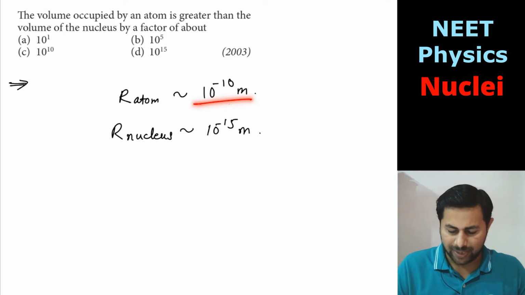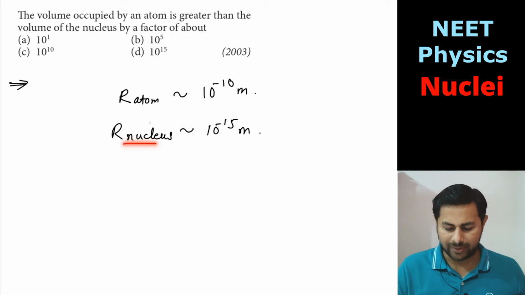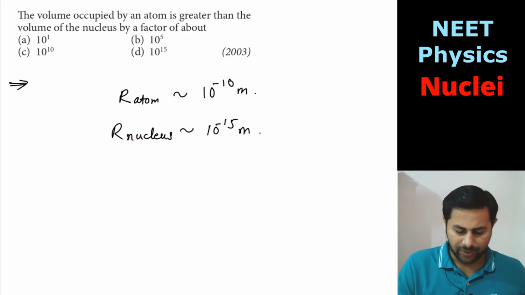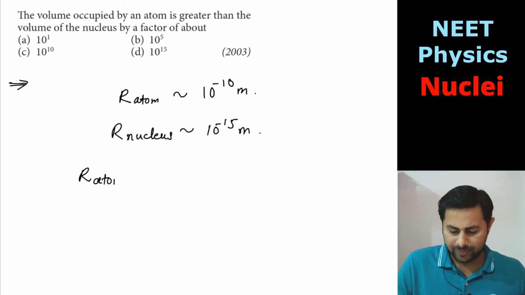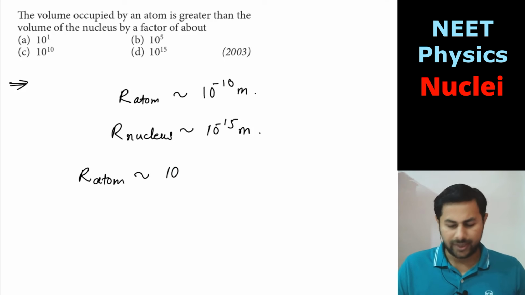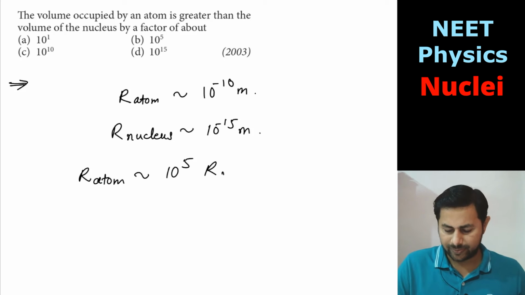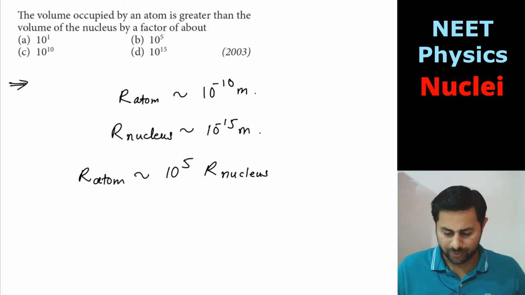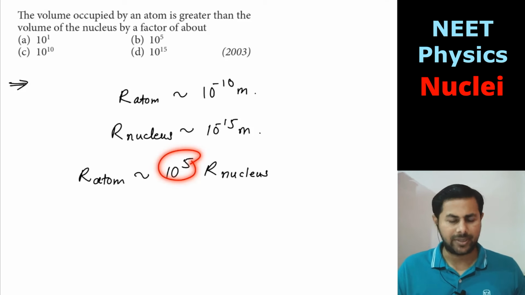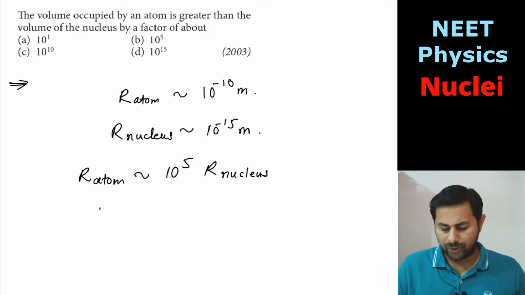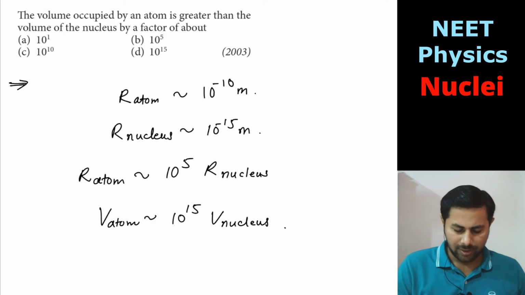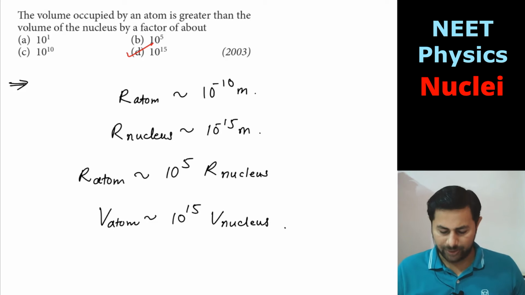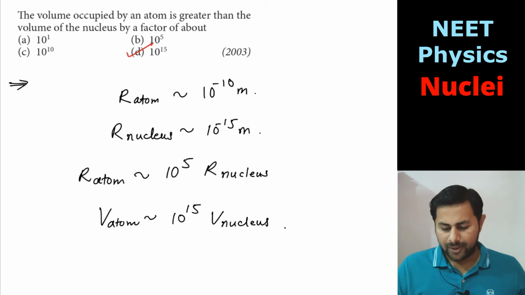So what is the order of magnitude difference between the radius of atom and nucleus? The radius of atom is 10 raised to 5 times the radius of nucleus, and therefore the volume of atom, which is the cube of this, would be 10 raised to 15 times the volume of nucleus, right? So this is very simple. Option D is the answer. Very simple. Let's see the next one.